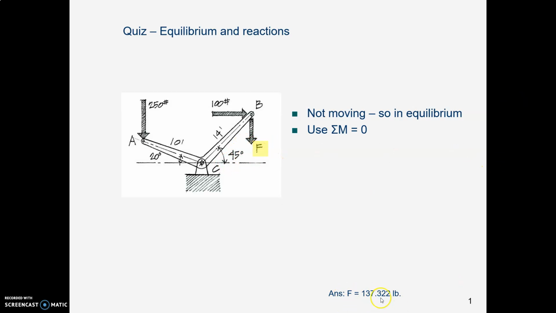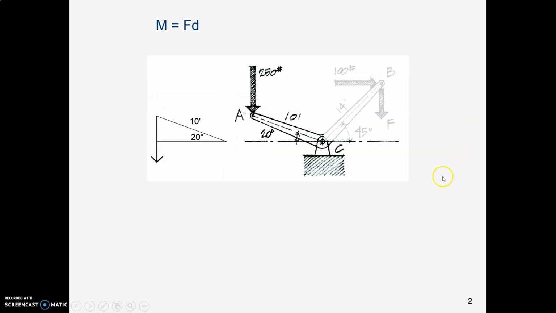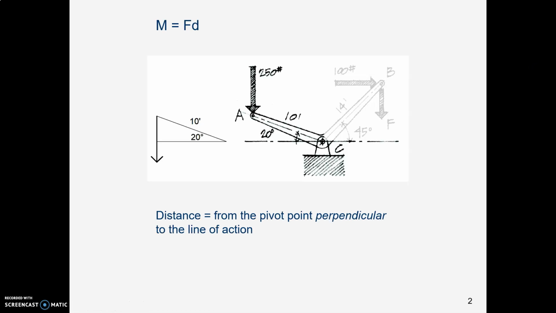And here at the bottom of the slide, I've given you the answer that you should come up with if all goes well. So the first thing we're going to do is find out how much moment is caused by each force. And let's start with this 250-pound force on the left. Now, if we want to find out the moment, remember moment is force times distance. Here's the force, 250. The question is, how big is the distance? And remember that distance is from the pivot point perpendicular to the line of action.